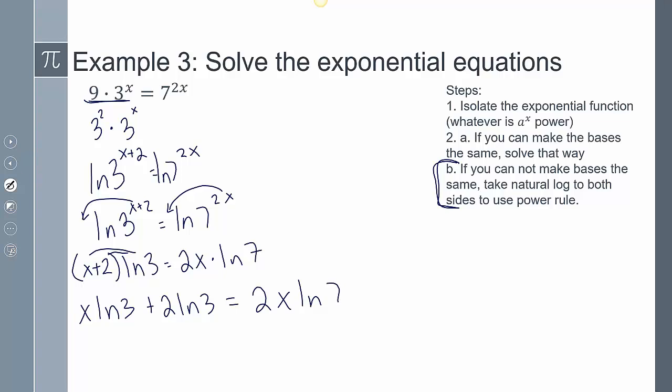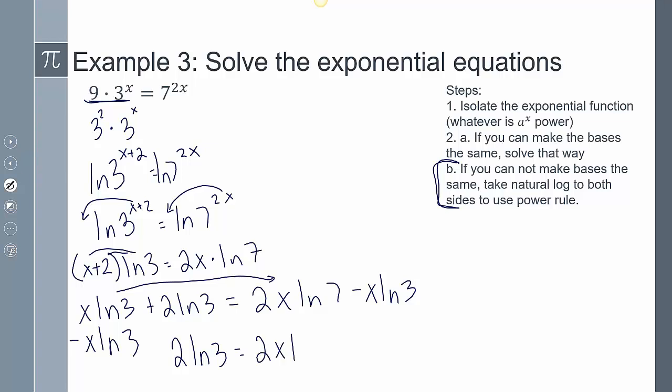Well, I can't combine ln 3 and ln 7 together because they're different. So instead of being able to just add or subtract x's together, we have to do the other way, which is we're grouping them together. So I want to bring my x to the other side. So I'm going to subtract x ln 3 to both sides. So I get 2 ln 3 equals 2x ln 7 minus x ln 3.